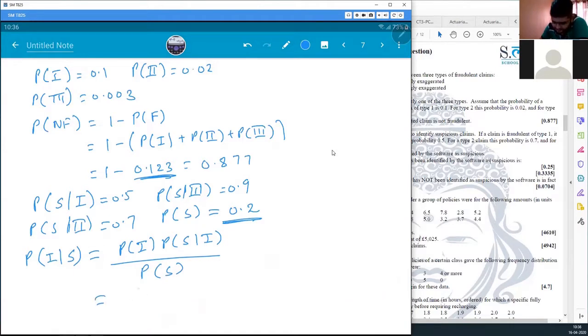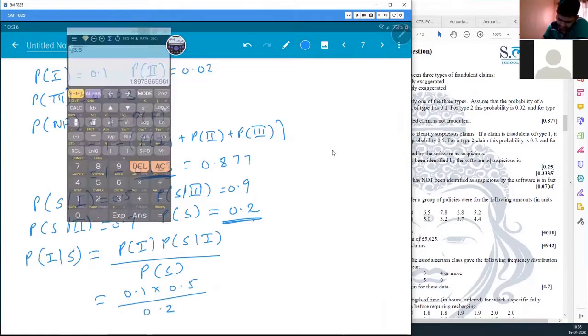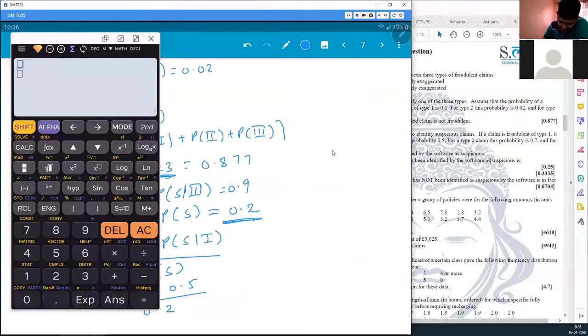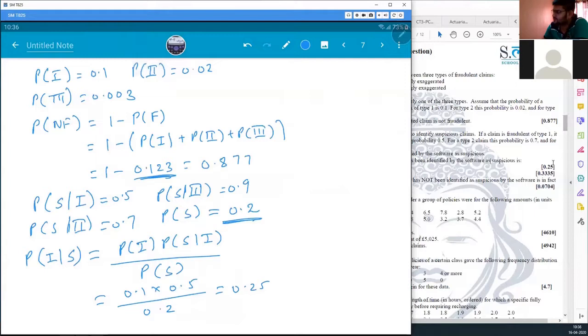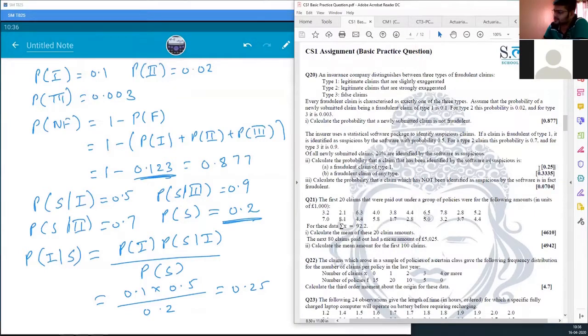So we are going to get, how much will it be? 0.1 into 0.5 upon 0.2, which is 0.25. You can see here, this is what the answer is.